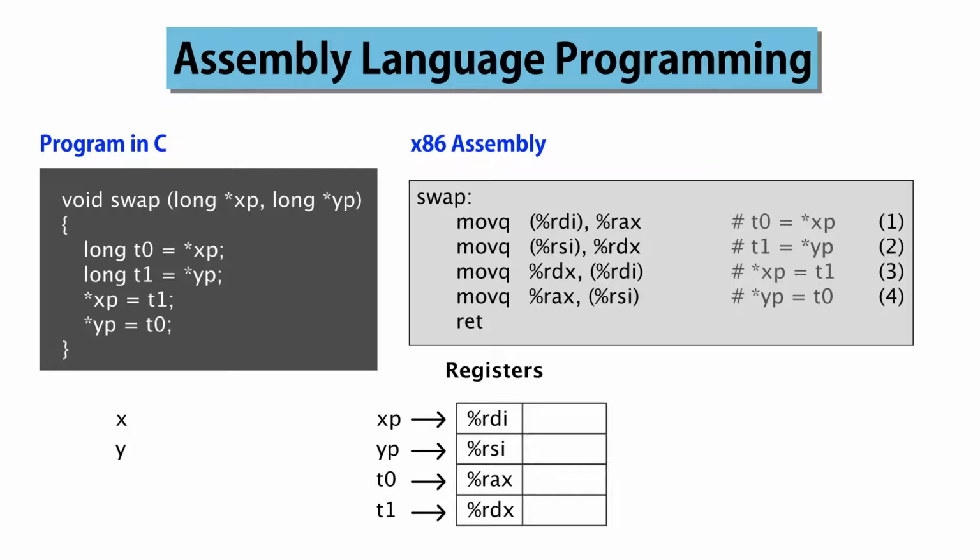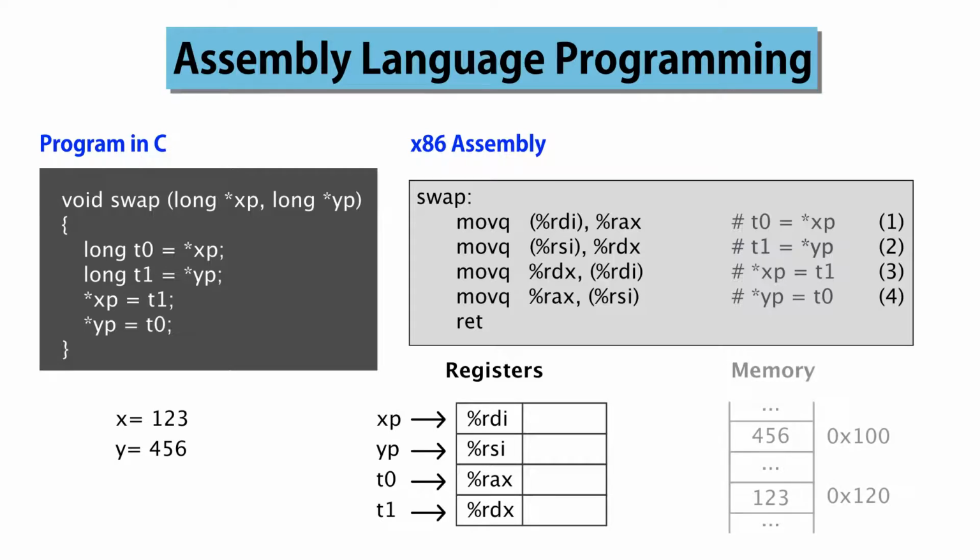Now let's illustrate the execution of this program with concrete data. Suppose that integer x has value 123 and integer y has value 456. Suppose also that x is stored in memory at location 120 and y at location 100. Hence, the relevant region of memory looks something like this. Recall that xp is in register RDI and yp is in register RSI. What that means is that RDI and RSI contain the addresses 120 and 100, respectively.